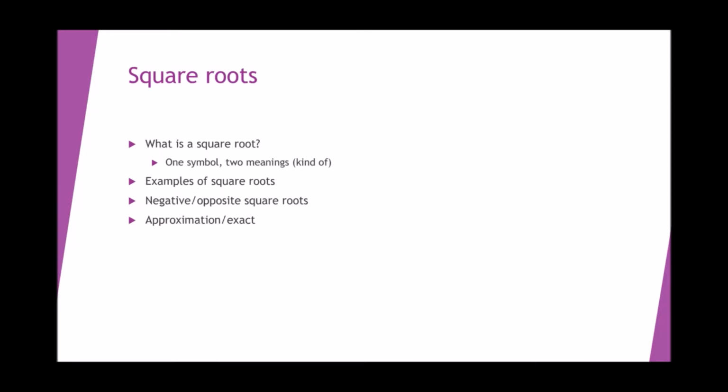Then we will look at some examples of square roots. We will look at what happens with negative square roots or opposite square roots. And last but not least, we will discuss something about approximations and exact answers. As you see, there are a lot of topics that we're going to go through, so you might want to just look at one or two topics at a time and go back to the other parts later.